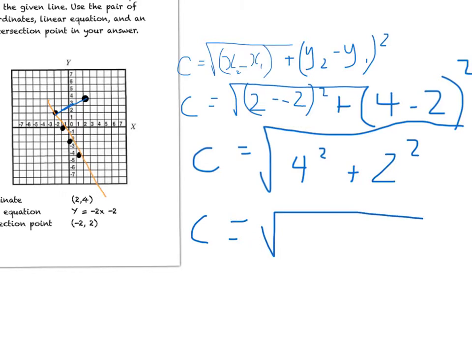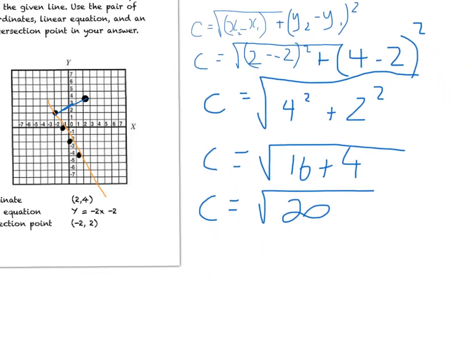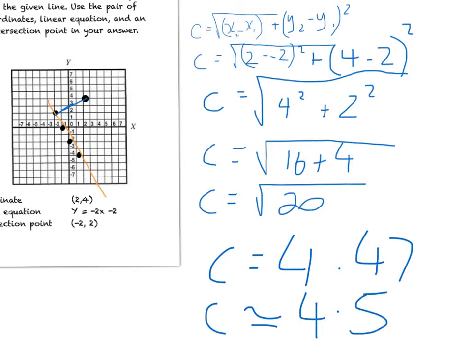c then will equal the square root of 16 plus 4, which is 20. And when I quickly reach my calculator, that gives us an answer. Okay, sorry, should be more organized. Square root of 20 is 4.47. So my final answer, c equals 4.47. c approximately equals 4.5 if I was to round up.